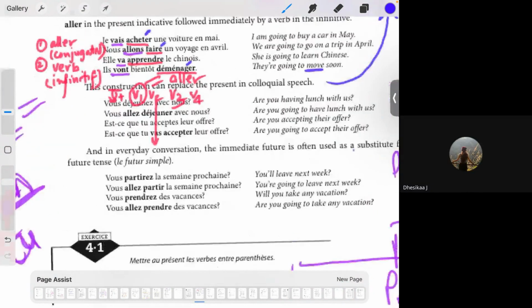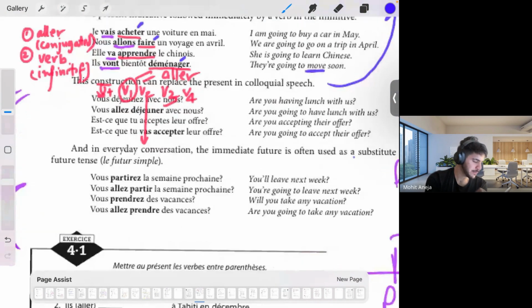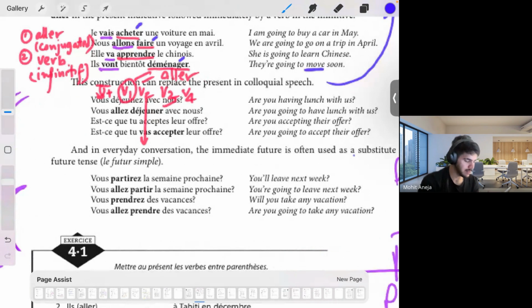This construction, sorry for all the mess, but it was necessary for the explanations. This construction can replicate the present in colloquial speech. So this isn't very important, honestly, because we're not very concerned with colloquial speech. We're not going to France right now. If we were to go, we would still learn it from the natives. What we are concerned with is exam-level French, and that does not concern colloquial speech at all.